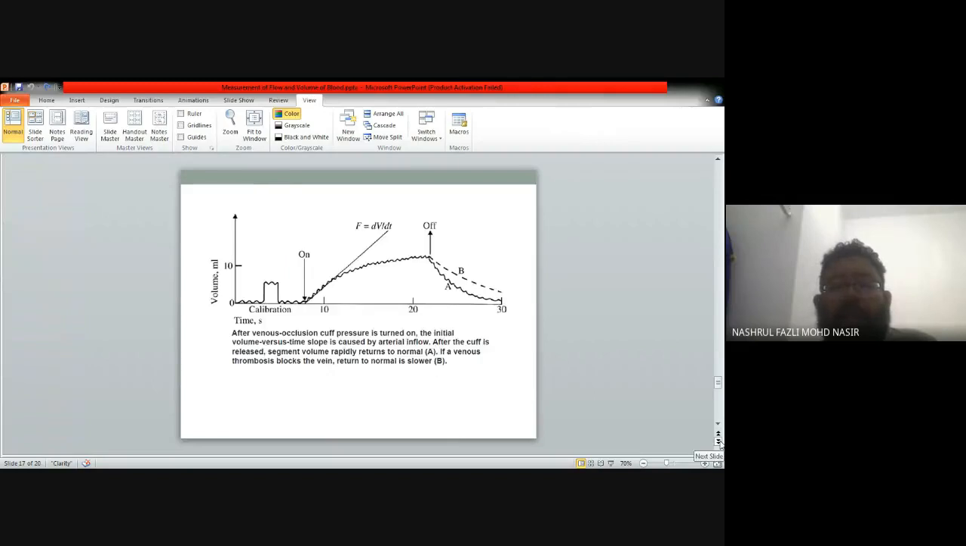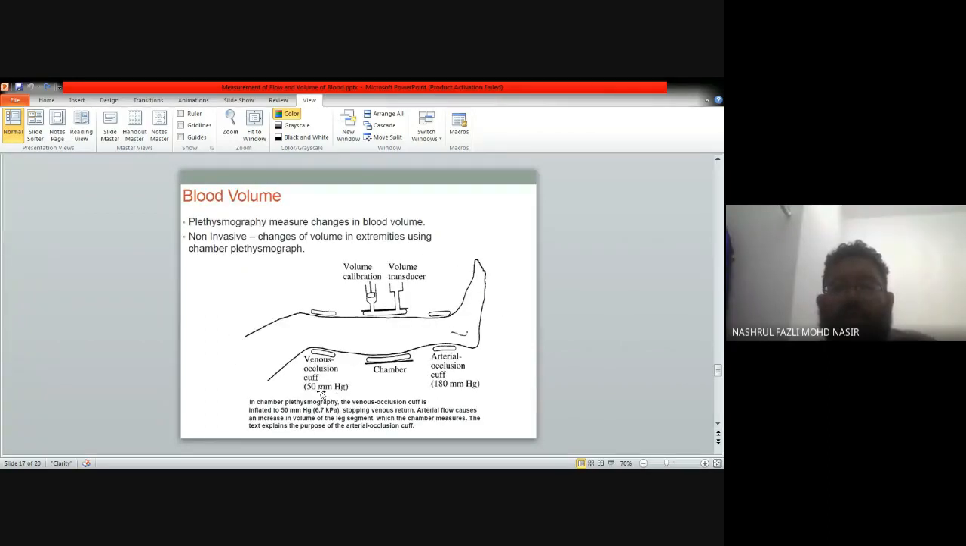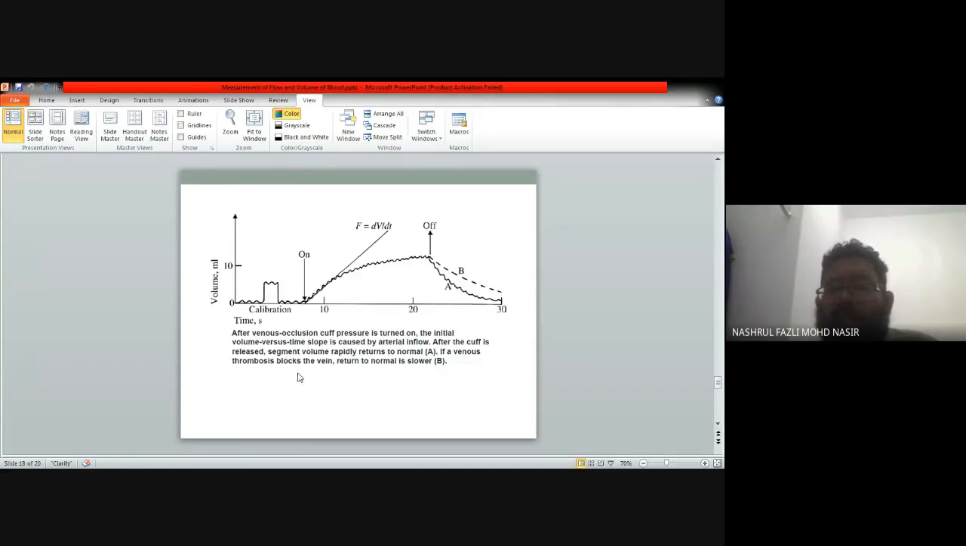The initial volume versus time slope is caused by the arterial inflow. The blood for the arterial will have the inflow. After the cuff is released, slowly released, you just imagine like your blood pressure measurement. The segment volume rapidly returns to normal. If a venous thrombosis blocks the veins, the return to normal is slower.